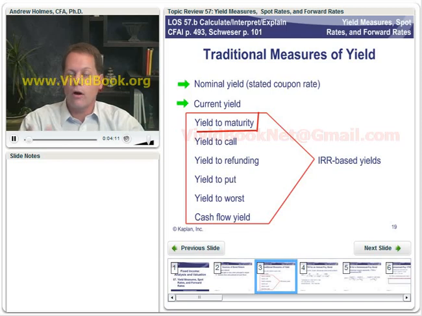These are all of them that you see here in this little weird-looking shape thing. Looks like a house turned on its side. Is our internal rate of return based measures. Now, these internal rate of return calculations show up everywhere in finance.